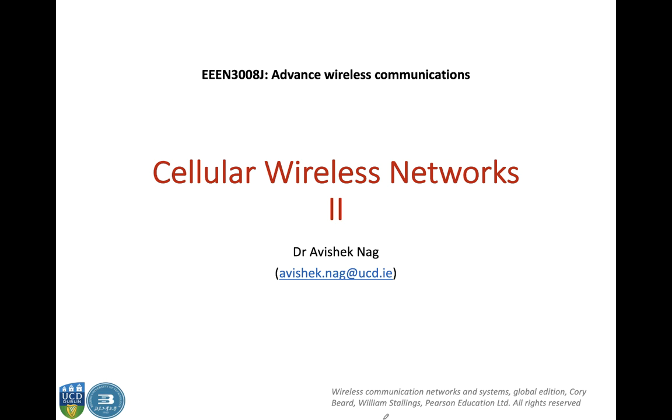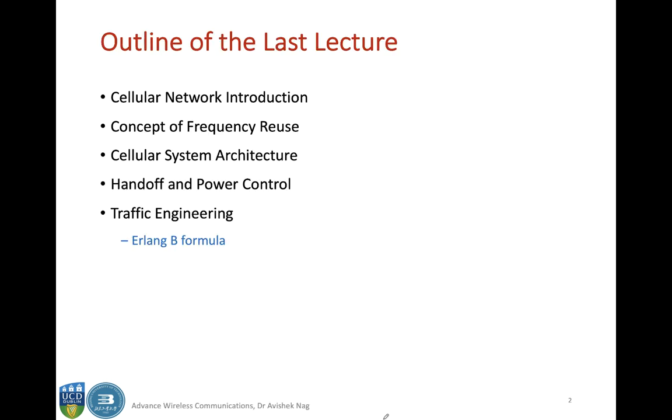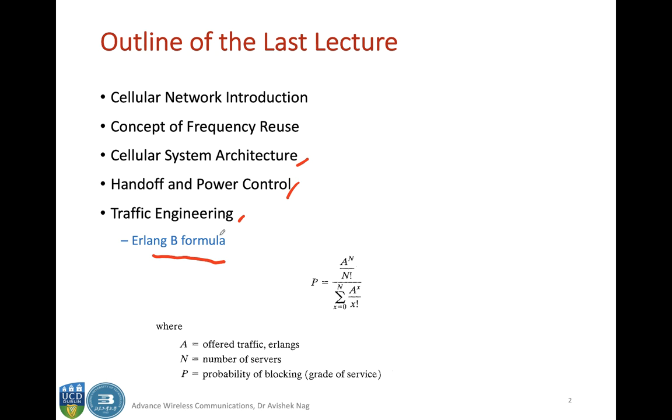In the last class, if you recall, we were discussing the cellular networks in general. We did the concept of frequency reuse. We talked a little bit about the cellular system architecture. We discussed handoff and power control, and then we started discussing traffic engineering, and we had a short discussion about this Erlang-B formula. So this was the formula that we saw at the end of the last lecture.